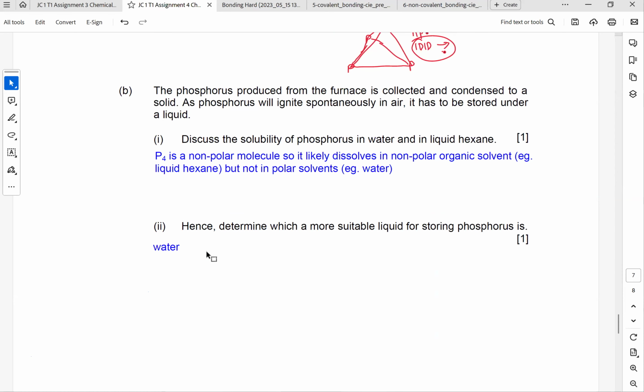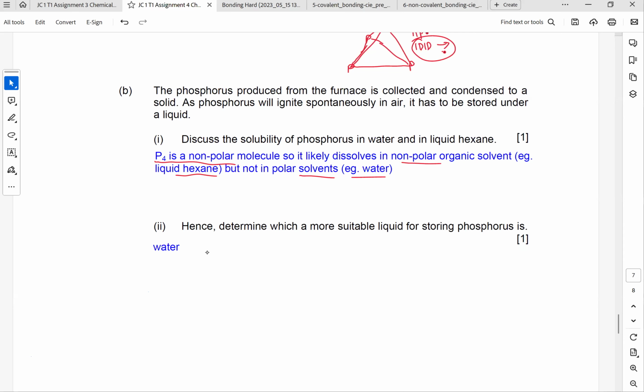Done. B. Phosphorus P4 is nonpolar ID, so it dissolves in nonpolar organic solvent like hexane, but not in polar solvent like water. In the exam, they want you to write that hexane is nonpolar, water is polar, and P4 is nonpolar, right? Don't just assume the examiner knows already water is polar. Don't assume that. You have to write it down.